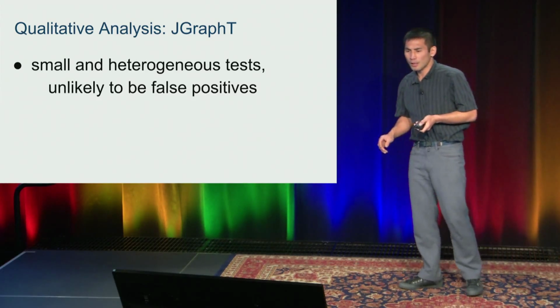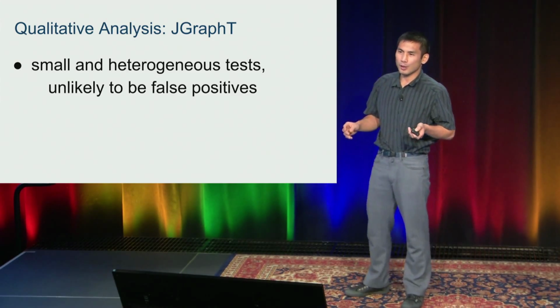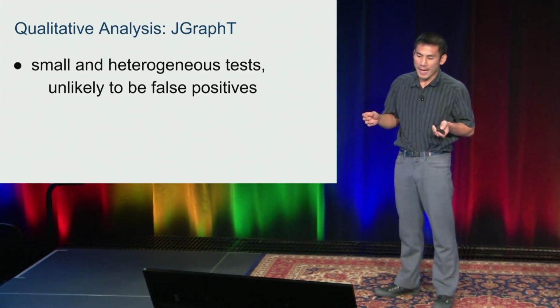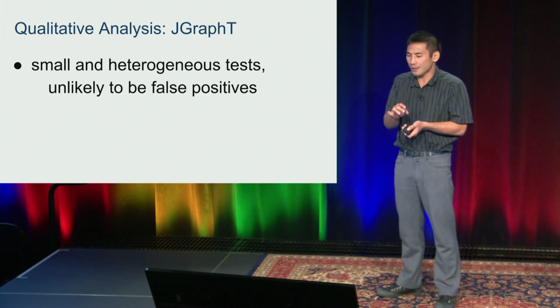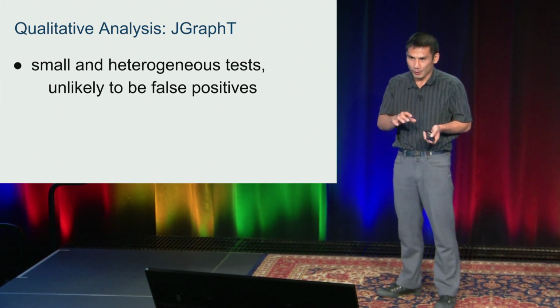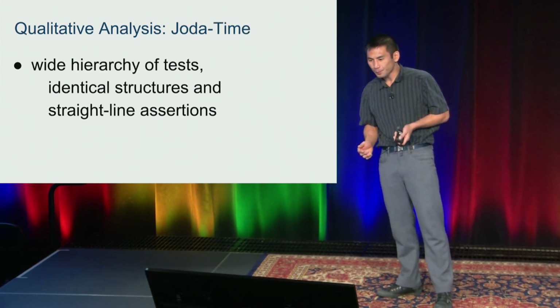We did some qualitative analysis to see how our work would work. We found for JGraphT, we had these small and heterogeneous tests which were unlikely to be false positives. They're small, so they're not super worth refactoring. But if you do refactor them, then they're probably good to refactor.